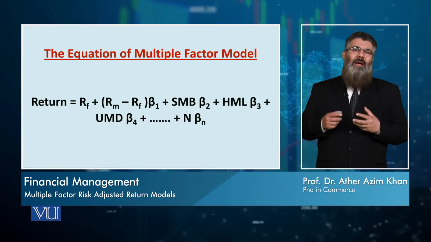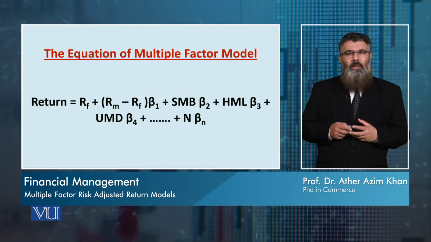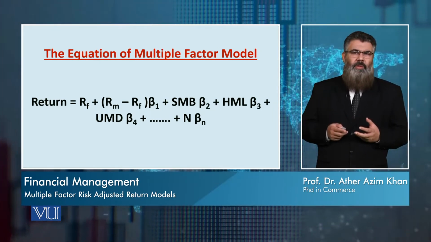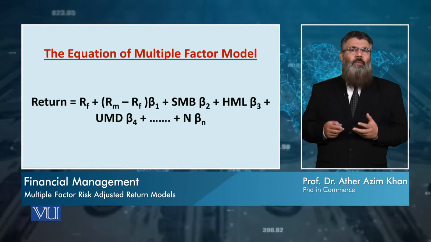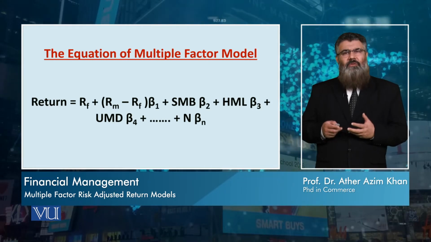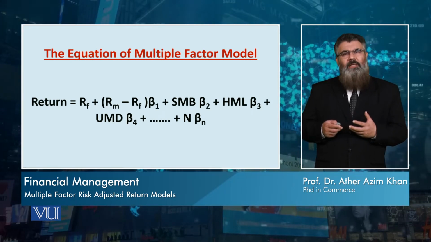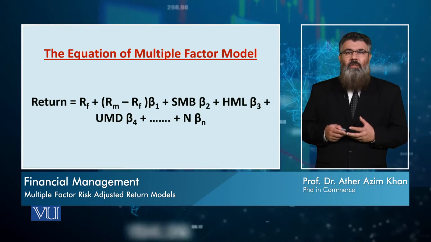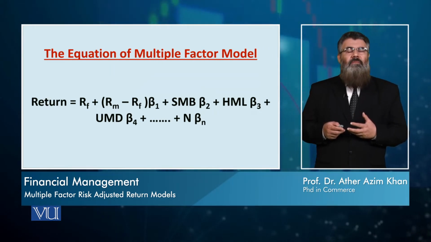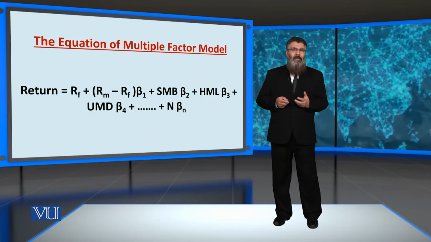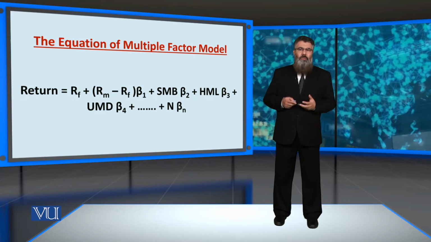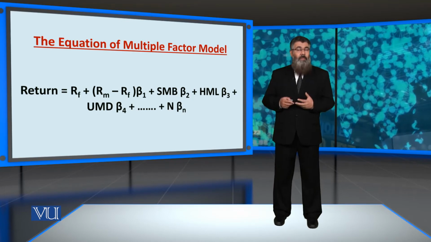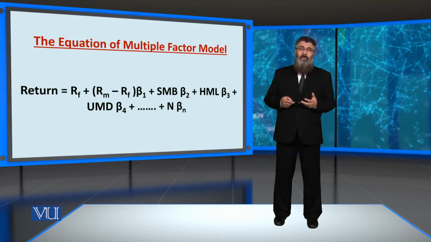Now, concluding our discussion on this multi-factor model, we look at this equation. If we see this equation, we find that it is very much similar to the ones that we have already discussed in CAPM and the 3 and 4 factor models. The only difference is that here we have got not 3 or 4 factors, but we have got more than that. And here N, capital N, means the number of factors. So if we are talking about a 7-factor model, N will be 7. If we are talking about a 10-factor model, then N will be 10.